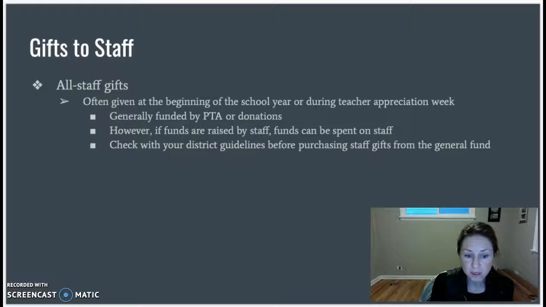However, if it's a fundraiser for the school, the funds need to be spent on the whole school, not just the staff. It's important to check with your district guidelines before purchasing staff gifts from the general fund. Some districts allow it, but with stipulations, so be careful before doing that.